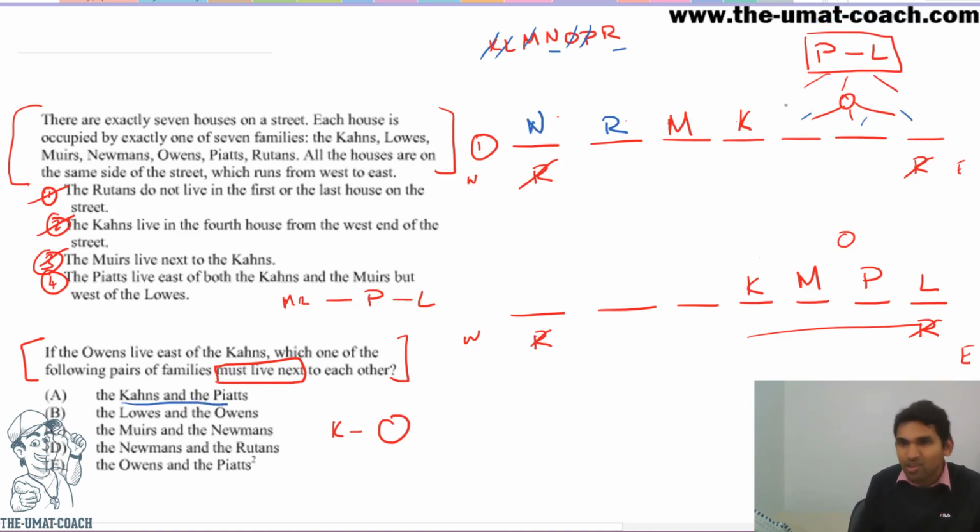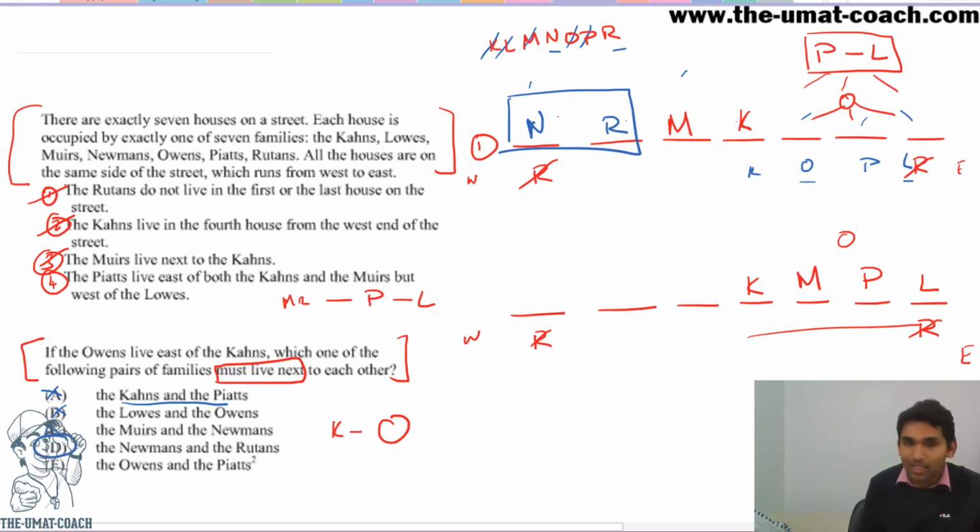So, which must live next to each other? K and P, not necessarily. I can go K, O, P, L, so not true. L and O, not necessarily. Looking at this scenario, L and O can live away from each other. M and N, not necessarily, because N is over here, M is over here. Sorry, that's N and R. N and R must live here. There's no other possibility outside it.